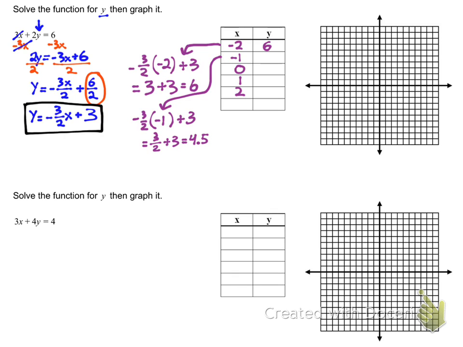And though I could write that as 9/2 or 4.5, I'm going to write it as 4.5 just because that's easier for me to check on the graph. When you plug in 0, you get 3, and lastly, when you plug in 2, you get 0.